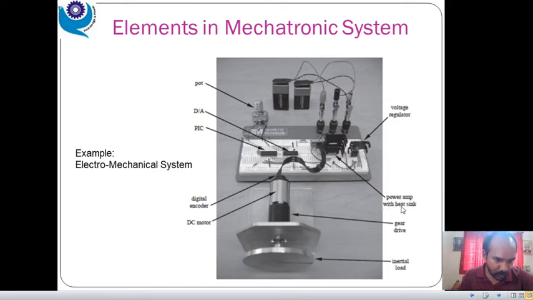Then a power amplifier with heatsink. Because we are using a power amplifier here, we use a power transistor which gets heated, that's why we have to connect a heatsink, which is of aluminum and black painted. Here is a voltage regulator as per requirement, so it regulates the output voltage. If you take any kind of example, we select it based on the application.